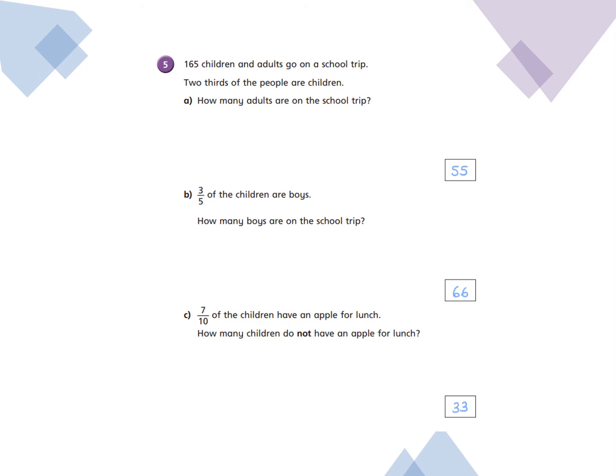And 1/10 of 110 is 11. Okay? So 1/10 of 110 is 11. Now, if 7/10 have an apple, that means 77 children have got an apple. And it also means that 33 children do not, because 3/10 would equal 33.